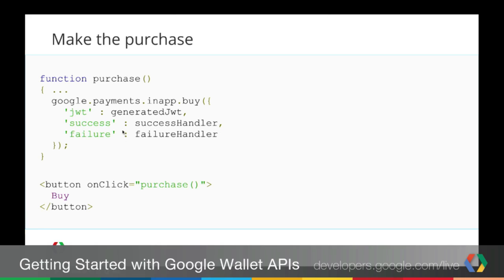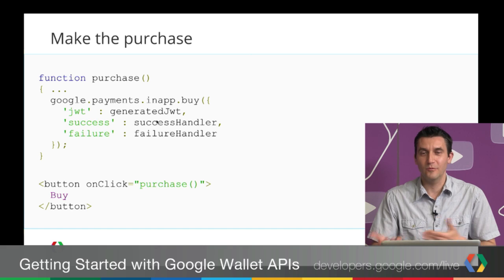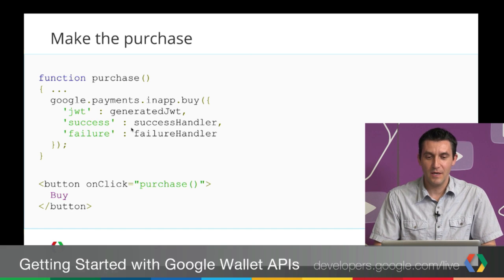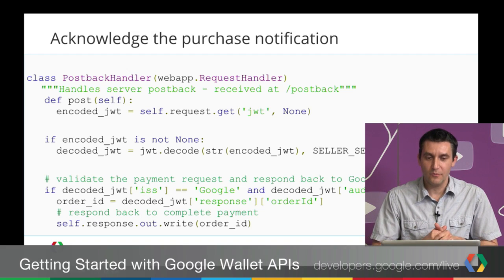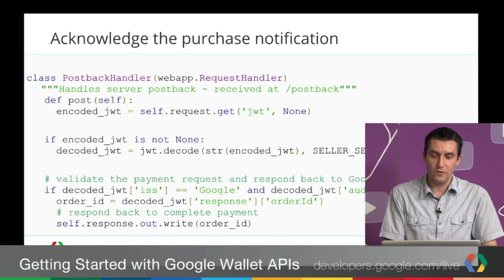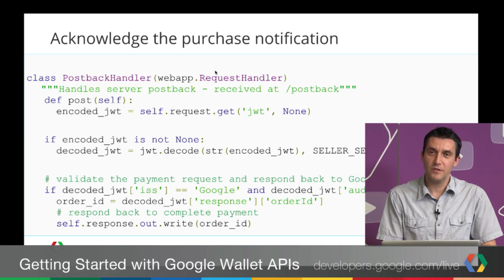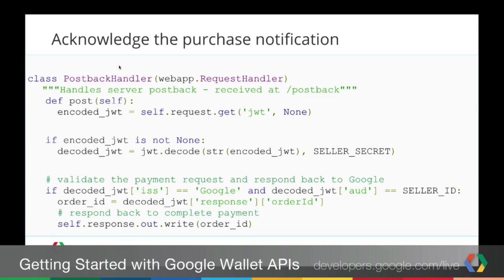You have success and failure handlers here on the client side, but generally they are not enough to ensure that the transaction is secure, because anyone with a debugger such as Firefox or Chrome developer tools can issue a success code and try to get your digital item for free. So there is another way to make sure the transaction is secure, and that is to acknowledge the purchase notification on the server side. That is done through a callback that Google sends you after the transaction is over.